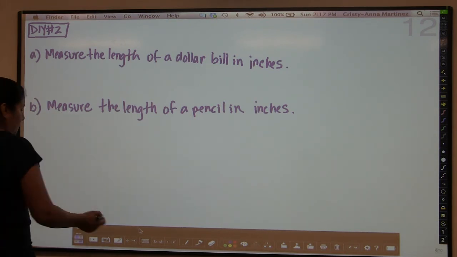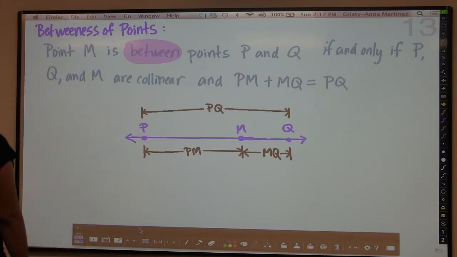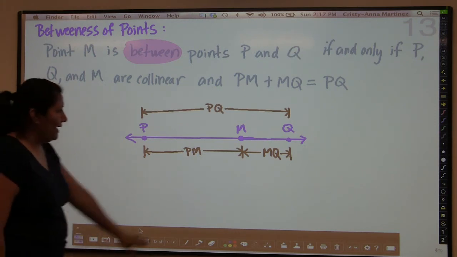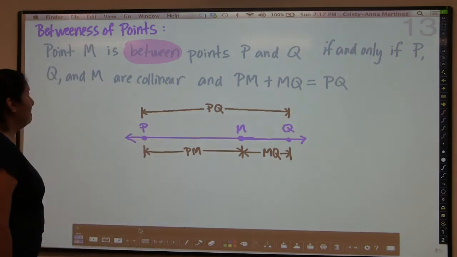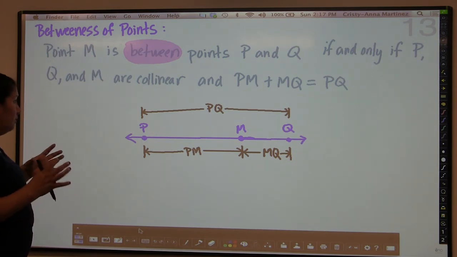All right, so then we move on to what is probably the nicer part of the section, the part that I like the most anyway. And we're talking about betweenness of points, okay? That's kind of a weird word, betweenness, but let's go with the definition here. Point M, okay, so here's a point M. Point M is between, okay, that's the key word there.